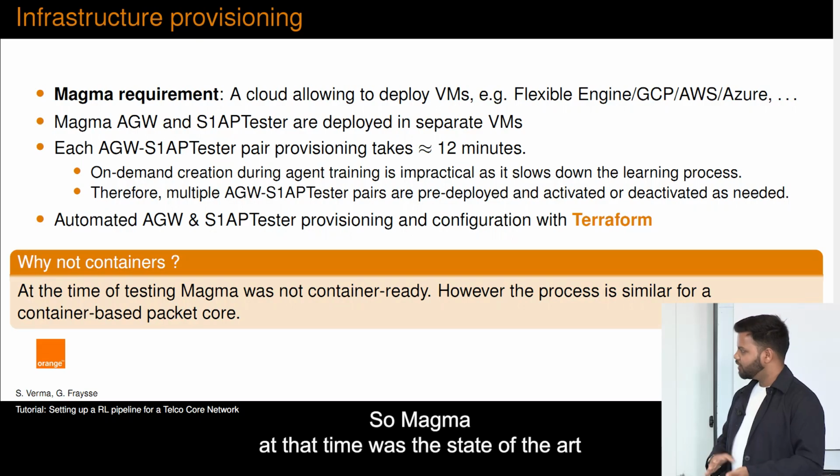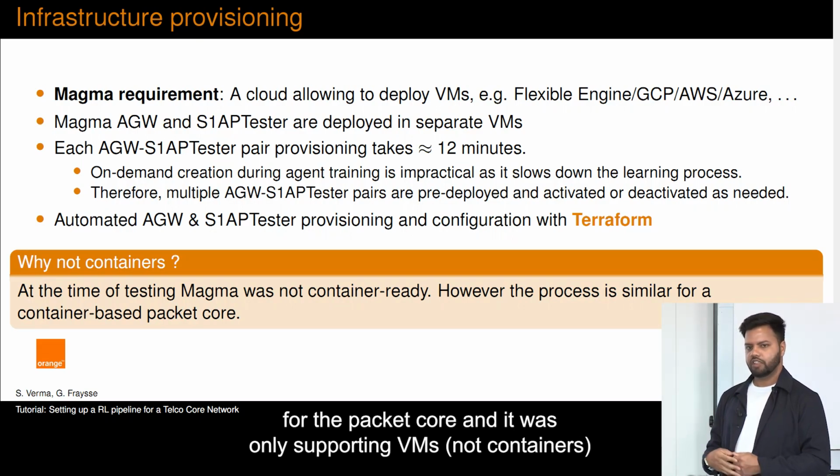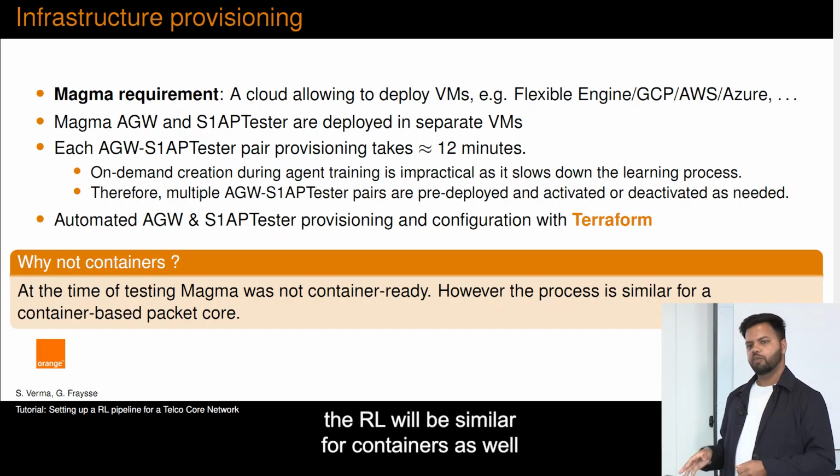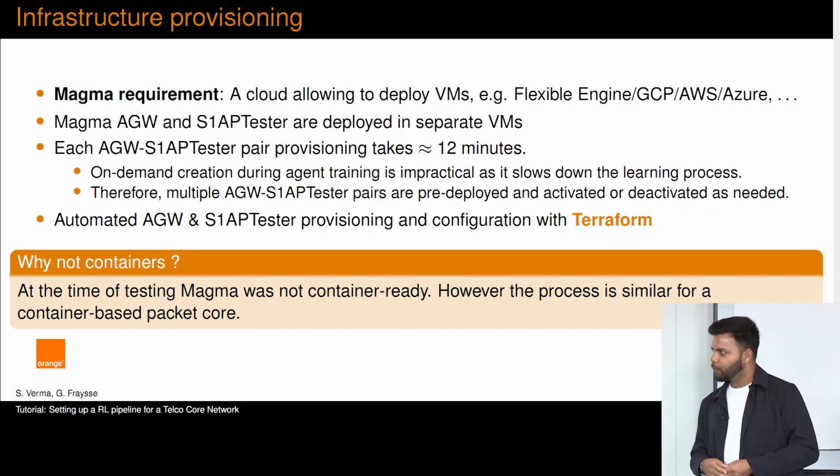I mean, a few of you asked about why not use containers. So Magma at that time was the state of the art for the packet core, and it was only supporting containers. But the whole process to integrate the RL will be similar for containers as well.